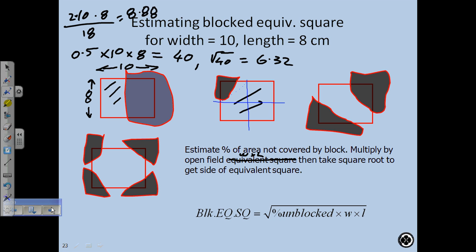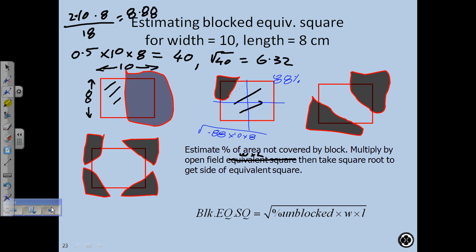So that's less than 12.5. I can say I'm blocking 12%. So 25 minus 12 is 13. Then I can do 13 plus 25 plus 25 plus 25. So 13 plus 75 is 88. So the open percentage is 88%. That's how I like to do it. All right, so in this case, 88%, you would say 0.88 times 10 times 8, all square root.